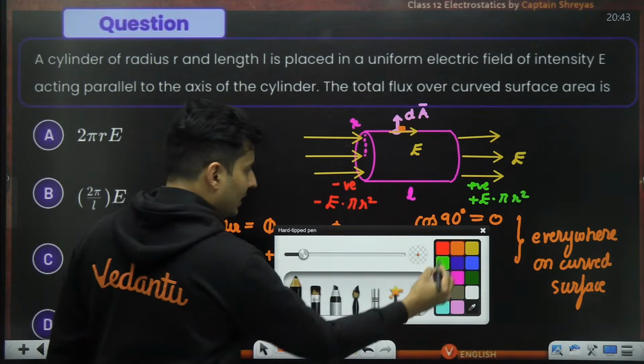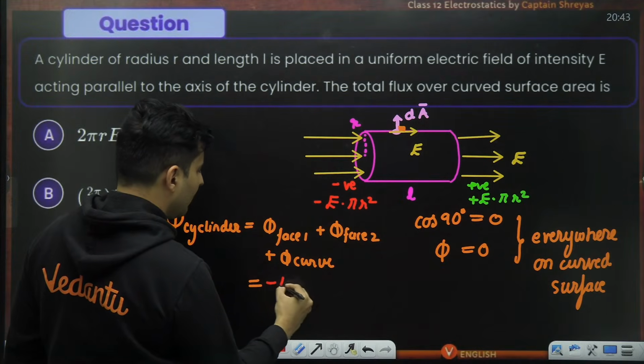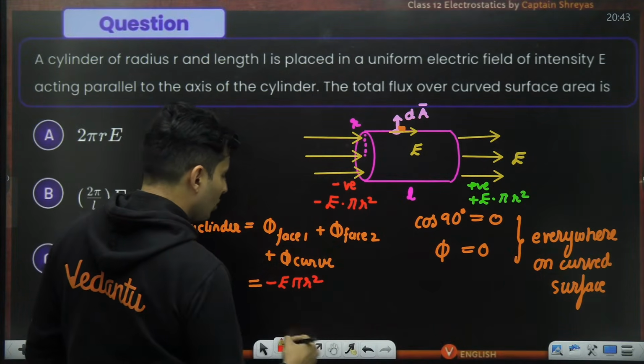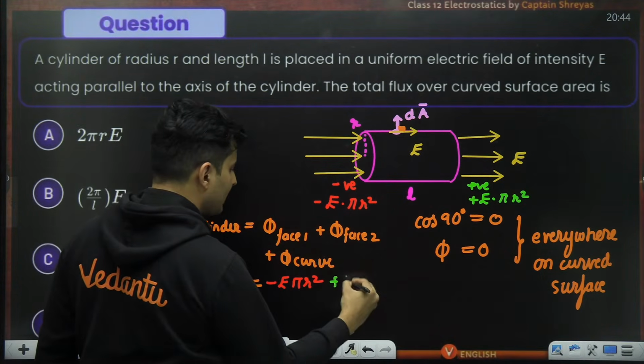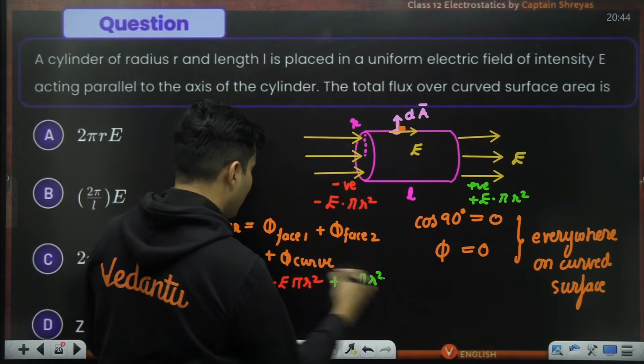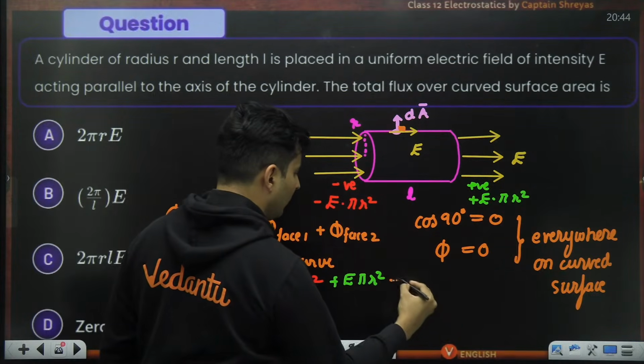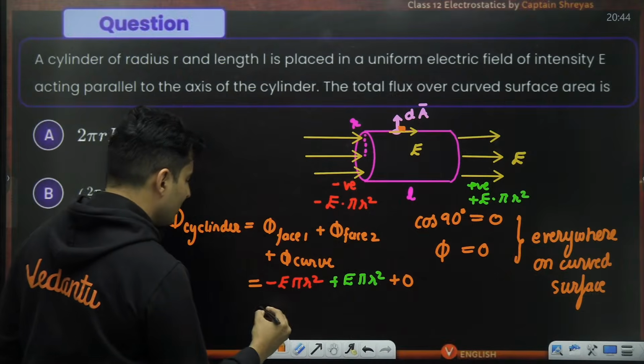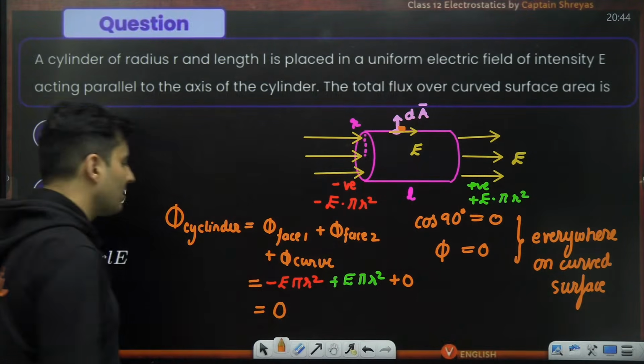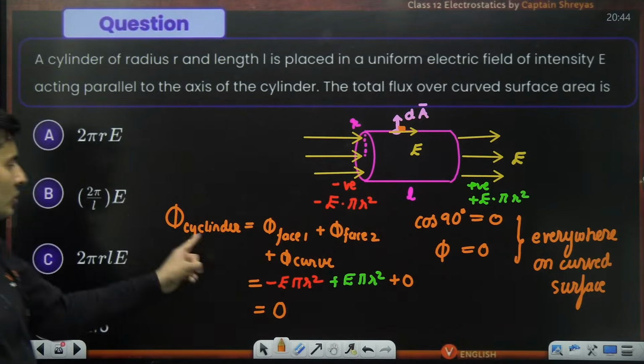Through face 1, it is nothing but negative E pi r square. Through the second face, it is positive E pi r square, and through the curved surface, there was no flux at all. It was 0, we just saw it. So hence the total answer will be 0. So that answer would also be 0.